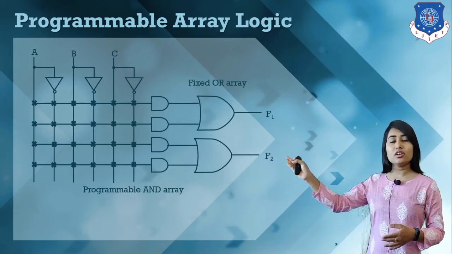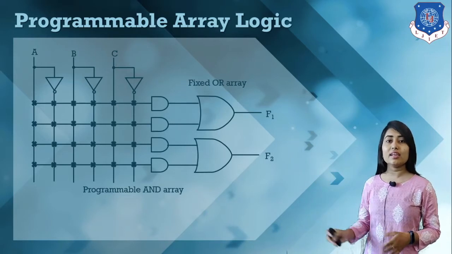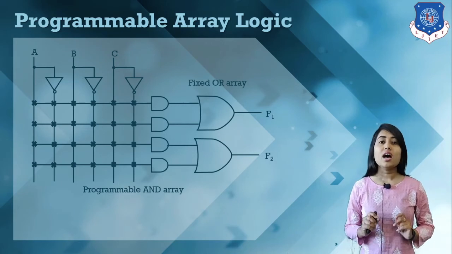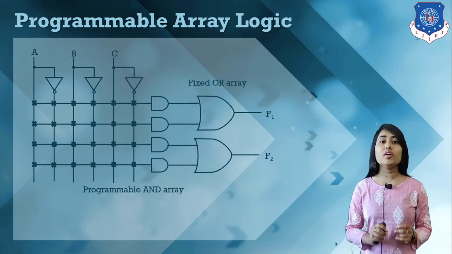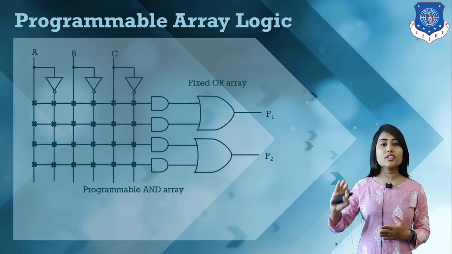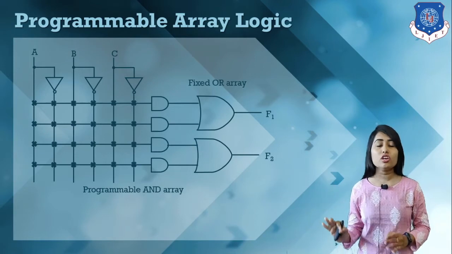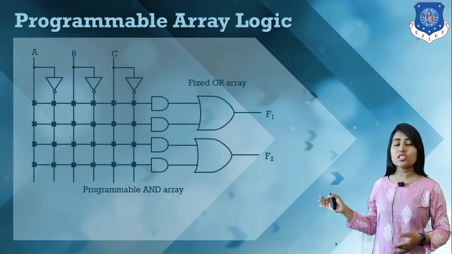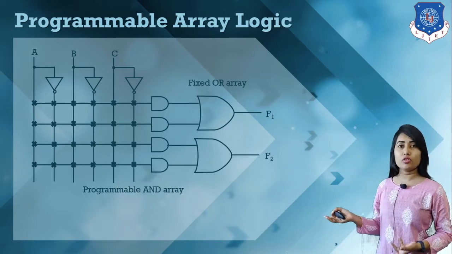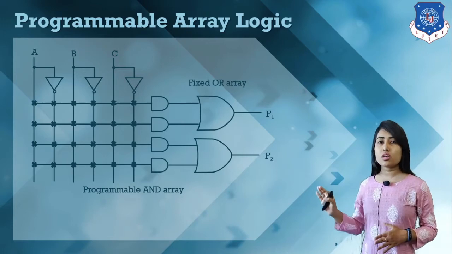Okay, and here in all the AND gates, all the input variables are connected, and depending on our requirements any of the input variables are connected with our AND gate sides. And the output of this AND gate is always connected with this OR gate. So using this kind of logic circuit we can implement two outputs, that is F1 and F2. So here we can implement two logical circuits using this kind of circuit.